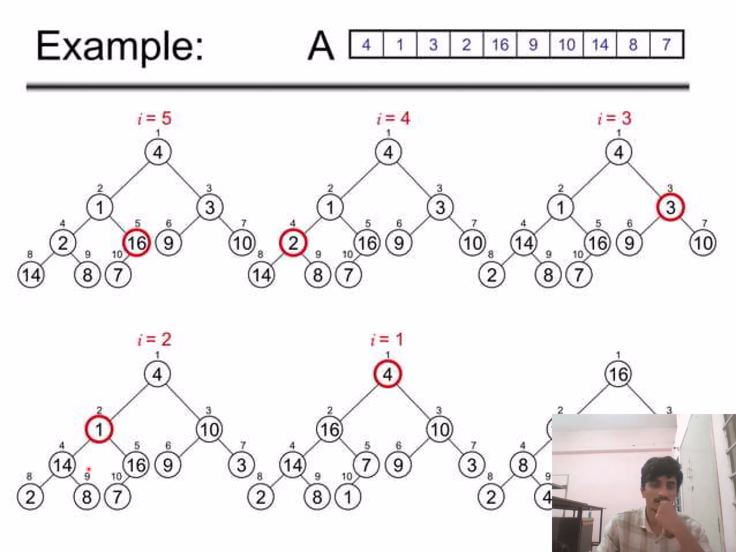Again, we should simplify it, and when 14 comes up and 3 goes down and 10 comes up, doing this, we'll get the maximum value, which is 16. Then the heap is constructed.